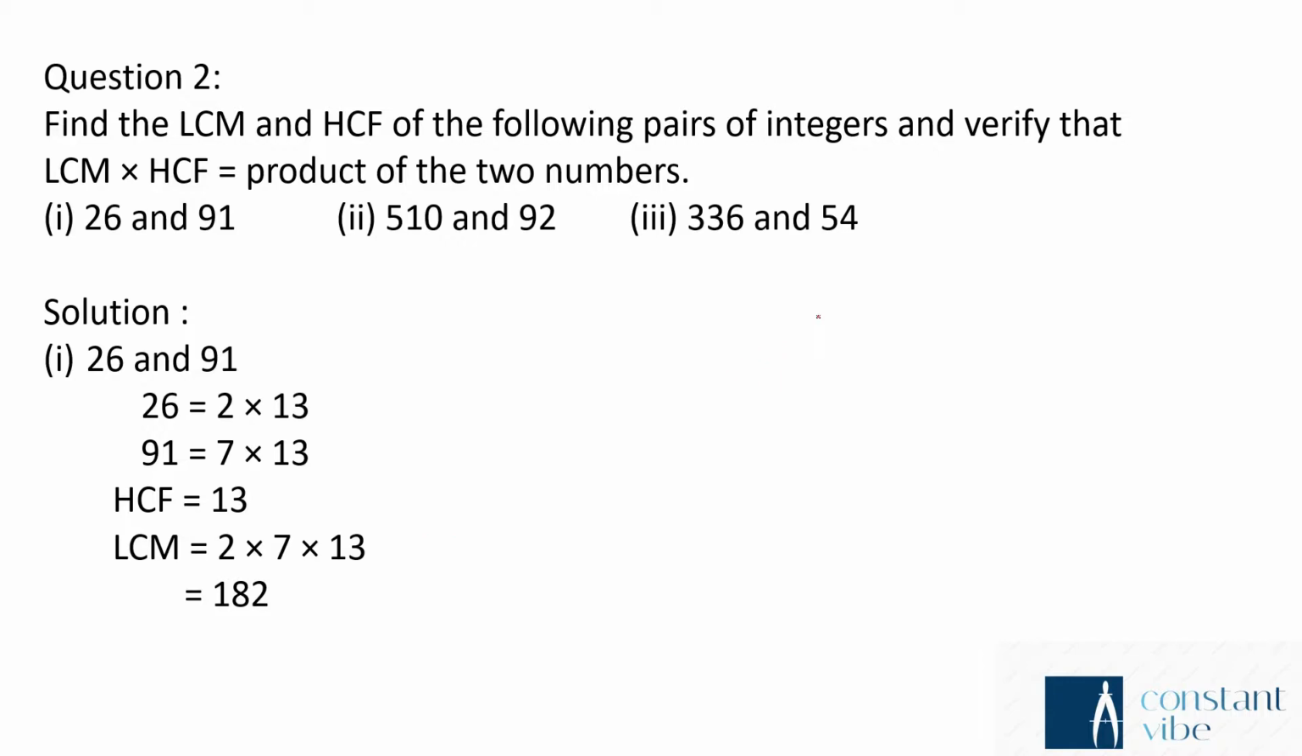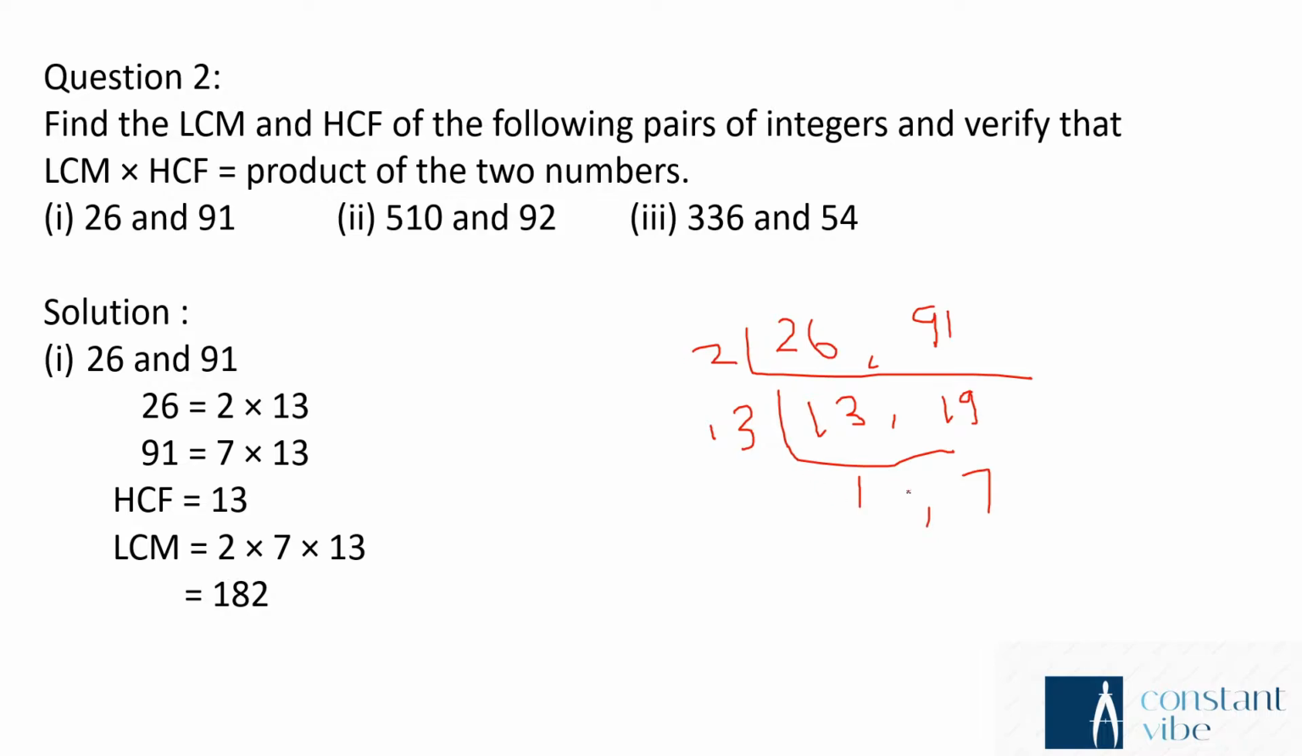So I think you know how to find the LCM. For example, here 26 and 91. Here we are dividing, this is 2 and 13, and this 91 we are taking as it is. Then again we are dividing, this is 13 one time, then 7 times. So 7 into 1 into 13 into 2, that is 2, 7, 13. After multiplication you will get 182.